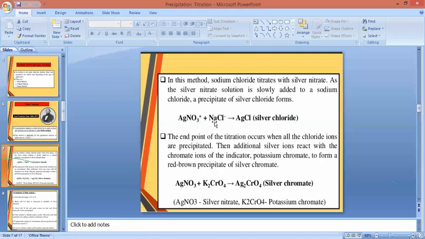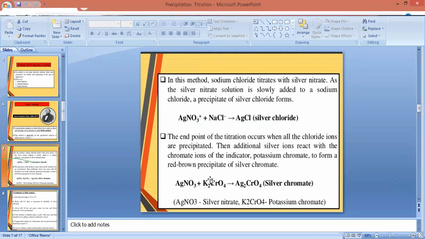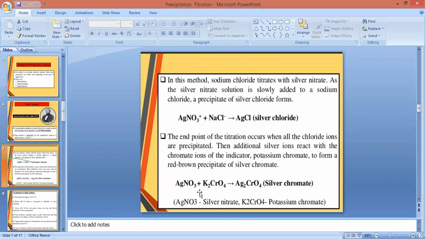So Ag will react with the chloride entity of NaCl, and formation of AgCl, that is silver chloride precipitate, takes place. This process occurs until all of the chloride of sodium chloride has been consumed by Ag. But a point will come when no more chloride will be present in the conical flask to react with the Ag entity of the precipitating agent. At that point, excess Ag of the precipitating agent will react with the chromate entity of potassium chromate, which is present in the conical flask. This potassium chromate is an indicator.